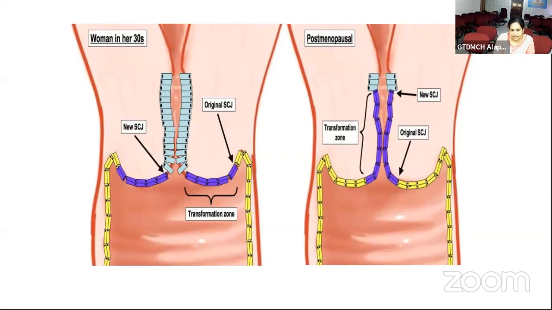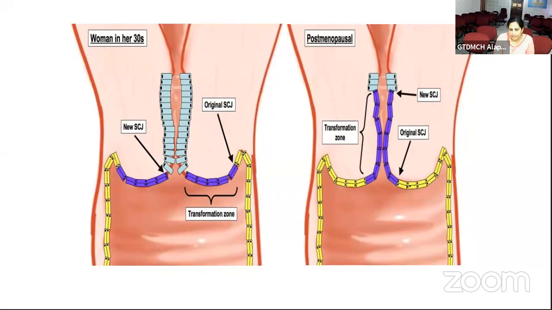When a woman reaches her 30s, due to the effect of estrogen and the colonization of lactobacilli, the pH becomes acidic, and the columnar cells exposed to the vagina will undergo squamous metaplasia. So there is a new squamous columnar junction formed, and it is near the os. You can see that the blue area is the area between the original squamous columnar junction and the new squamous columnar junction. That is the transformation zone. There is higher potential for oncogenic transformation.